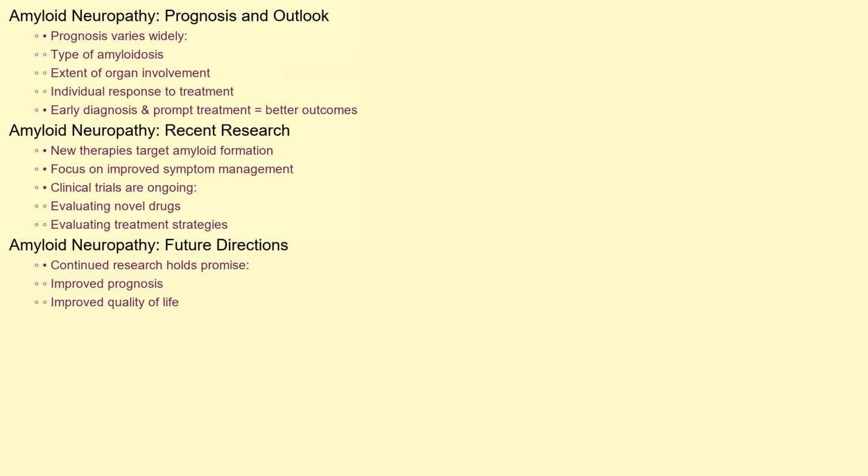The prognosis for amyloid neuropathy varies depending on the type of amyloidosis, the extent of organ involvement, and the individual's response to treatment. Early diagnosis and prompt treatment are associated with better outcomes. Recent research has focused on developing new therapies to target amyloid formation and improve symptom management. Clinical trials are ongoing to evaluate the safety and efficacy of novel drugs and treatment strategies. Continued research holds promise for improving the prognosis and quality of life for individuals with amyloid neuropathy.